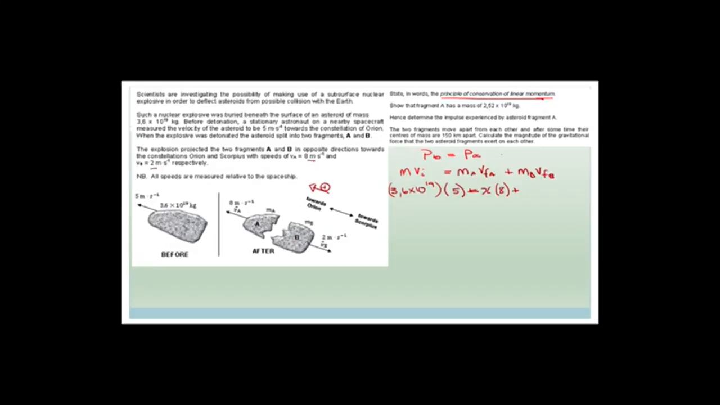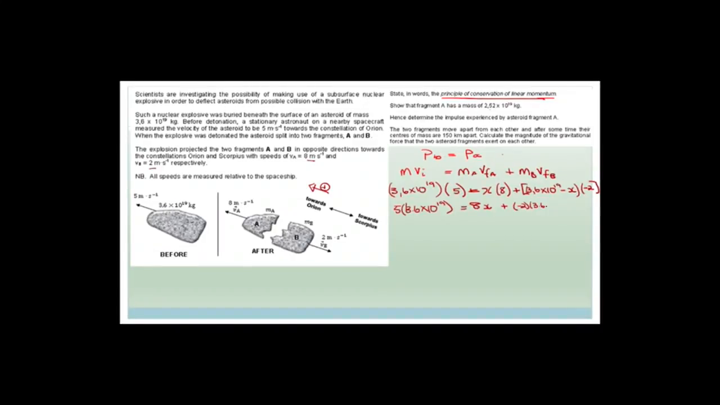No mass is lost. It breaks up into two fragments perfectly. So this mass is going to be 3.6 × 10⁻¹⁹ minus x, multiplied by negative 2 because it's going in the opposite direction. Everybody happy with that? So we've got 5 × 3.6 × 10⁻¹⁹ is equal to 8x plus, I'm going to do this quite slowly, minus 2 × (3.6 × 10⁻¹⁹ minus x), and minus times minus is a plus 2x.